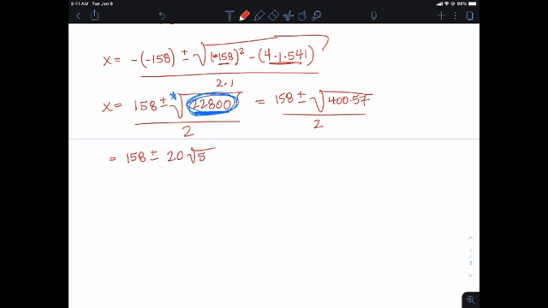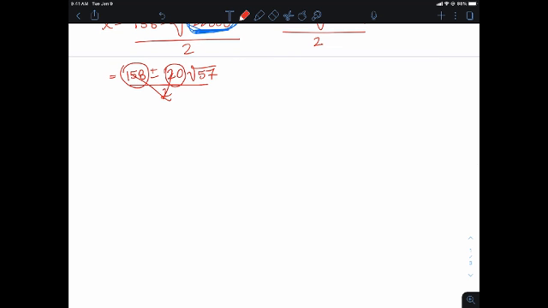And we're left with the root of 57, all divided by 2. Because this coefficient is divisible by 2, and this coefficient is divisible by 2, I can divide both of those to cancel the 2. So I get x is equal to, I'm going to do it below, because I have infinite space. x is equal to 158 divided by 2, 79, plus or minus 20 divided by 2, 10, times the root of 57. So these are my 2 answers.